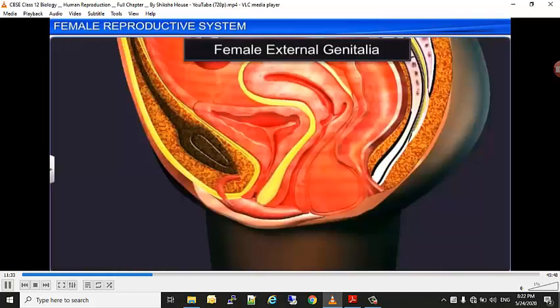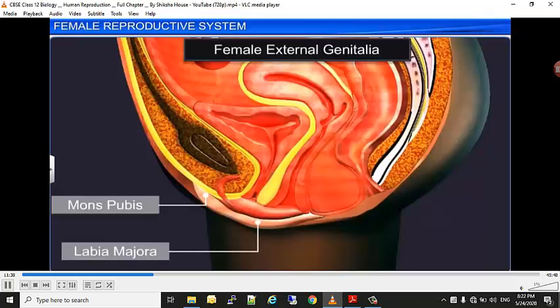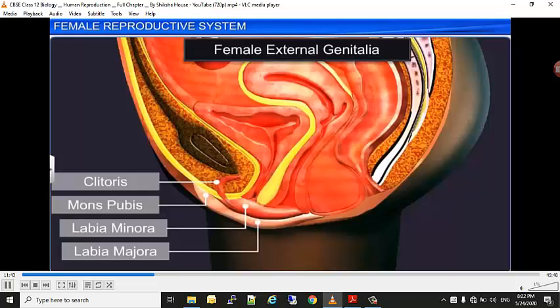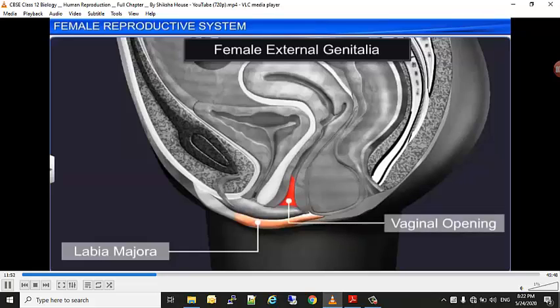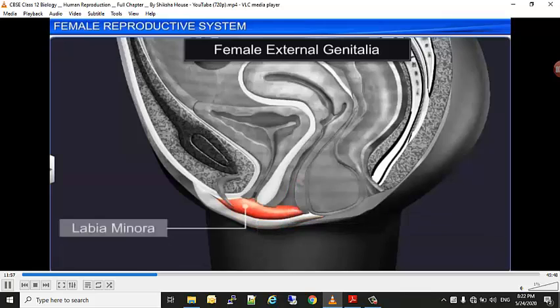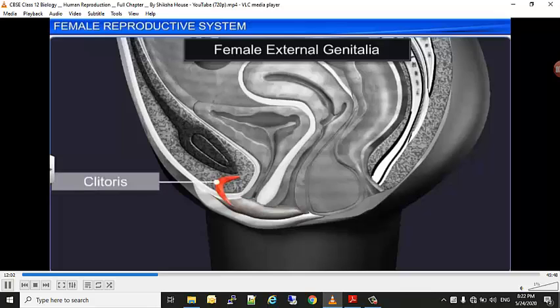The female external genitalia includes the mons pubis, labia majora, labia minora, and clitoris. Labia majora consists of fleshy folds of tissue that extend from the mons pubis and surround the vaginal opening. Hidden under the labia majora is the labia minora. Towards its upper end lies the clitoris, a small finger-like structure, and below is the urethral opening.